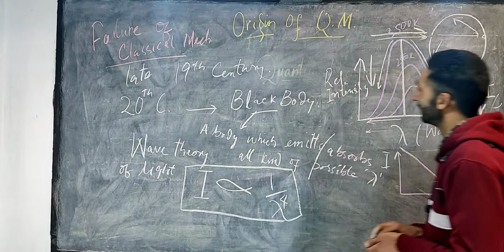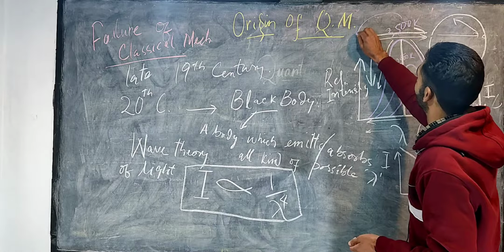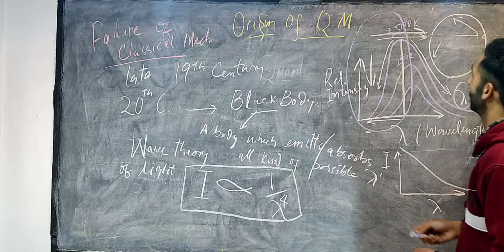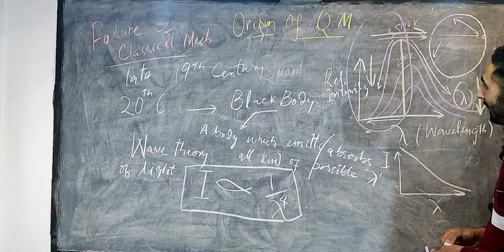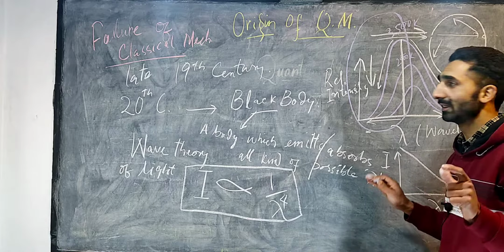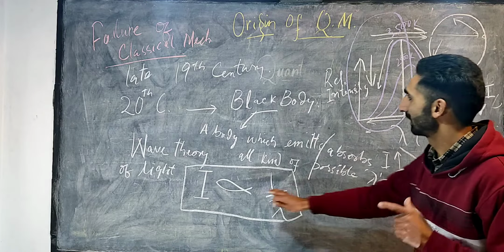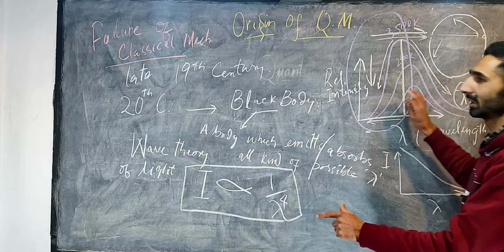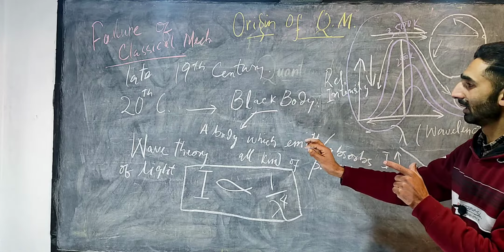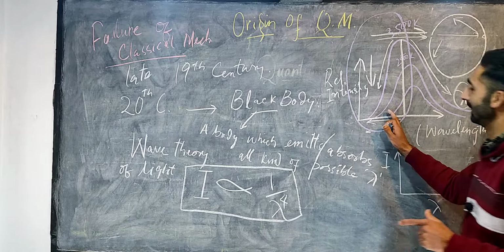So there was a catch here. This very part was against the classical wave theory, and that is known as a kind of catastrophe. That means a disaster was seen between the wave theory and the experiments; the theory was not in accordance with the experiments.